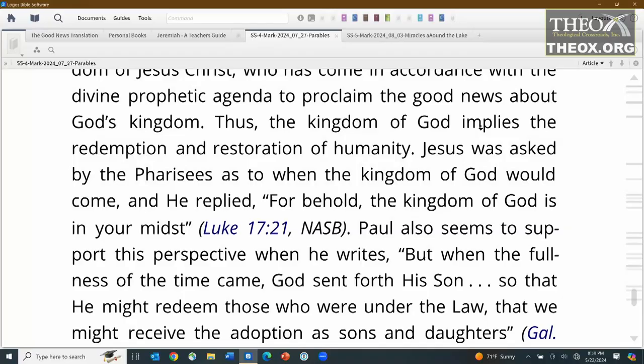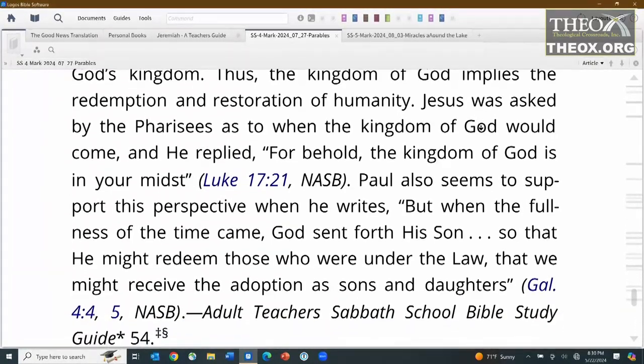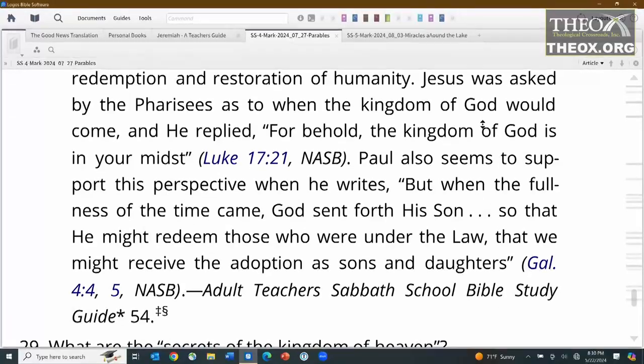Okay, go ahead. Paul also seems to support the perspective when he writes, "But when the fulfillment of the time came, God sent his Son so that he might redeem those who were under the law, that we might receive the adoption as sons and daughters." Galatians 4:4-5 of the New American Standard Bible.